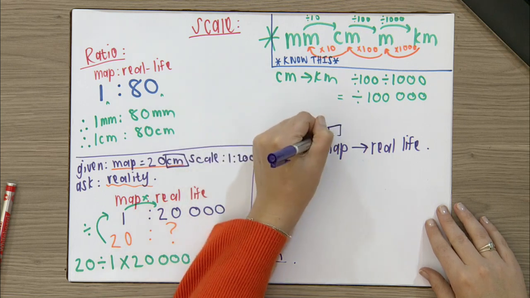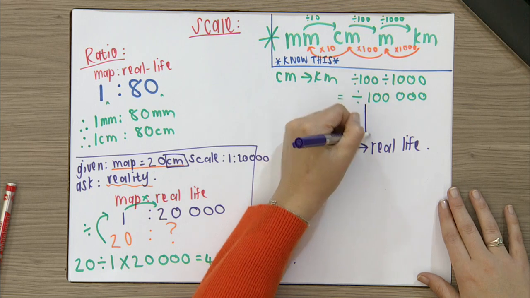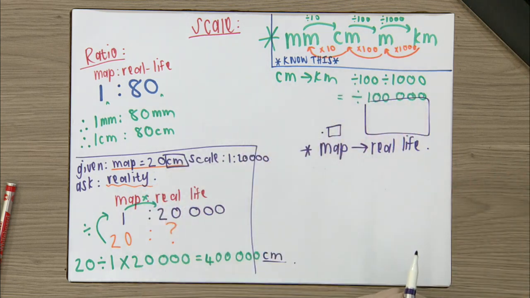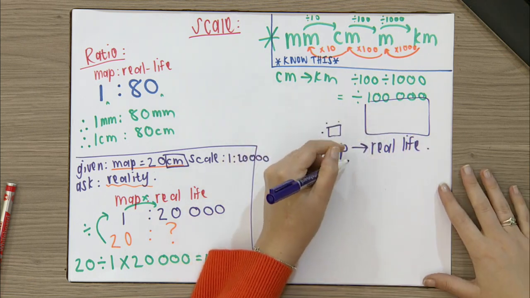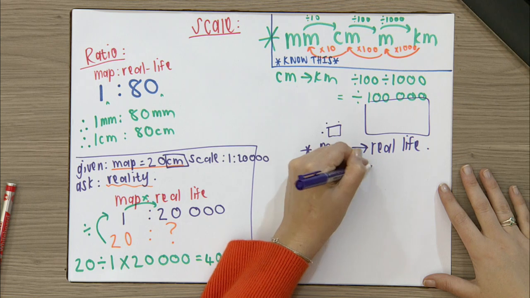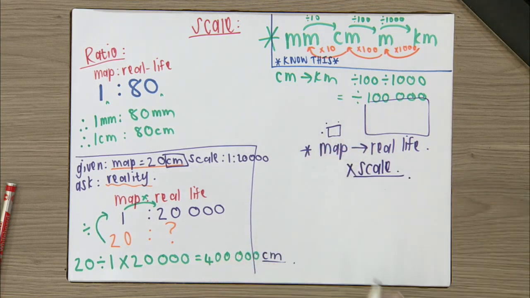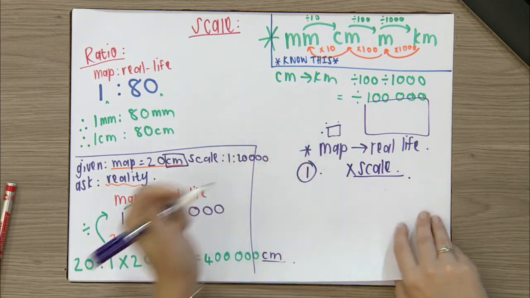Let's say your classroom might be this big on the map, but in real life your classroom is actually big enough to fit 40 or something learners. So normally when we go from a distance on the map to a distance in real life, we will multiply by the scale factor. So that's just important to remember. That was the first one that we looked at.